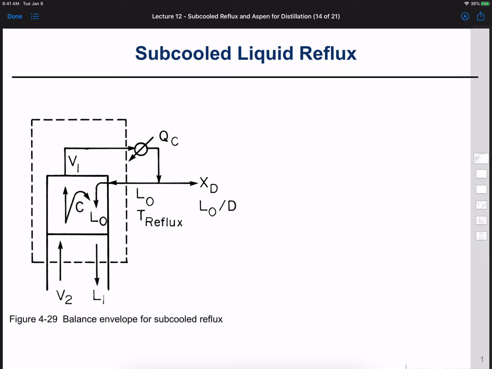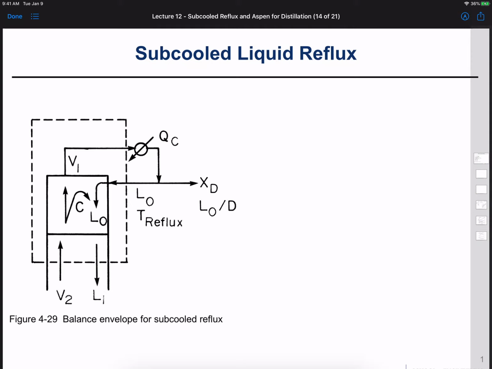All right, so up until this point, we've talked about situations where we said the reflux to the column was being presented as saturated liquid reflux. Right, today we're going to talk about subcooled liquid reflux. This is something that often occurs, or is often used from a practical perspective, because returning or pumping saturated liquid reflux is somewhat problematic.